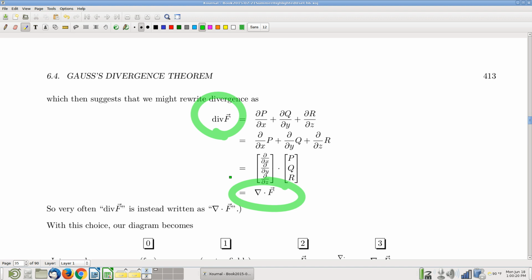This is not del applied to some function that we're dotting with f. This is just del. So you can say del dot f. It would not make any sense at all, and it's not okay to call it gradient dot f. Is everybody comfortable with that? It looks bad, so be careful with that. Okay, so that's just notation.